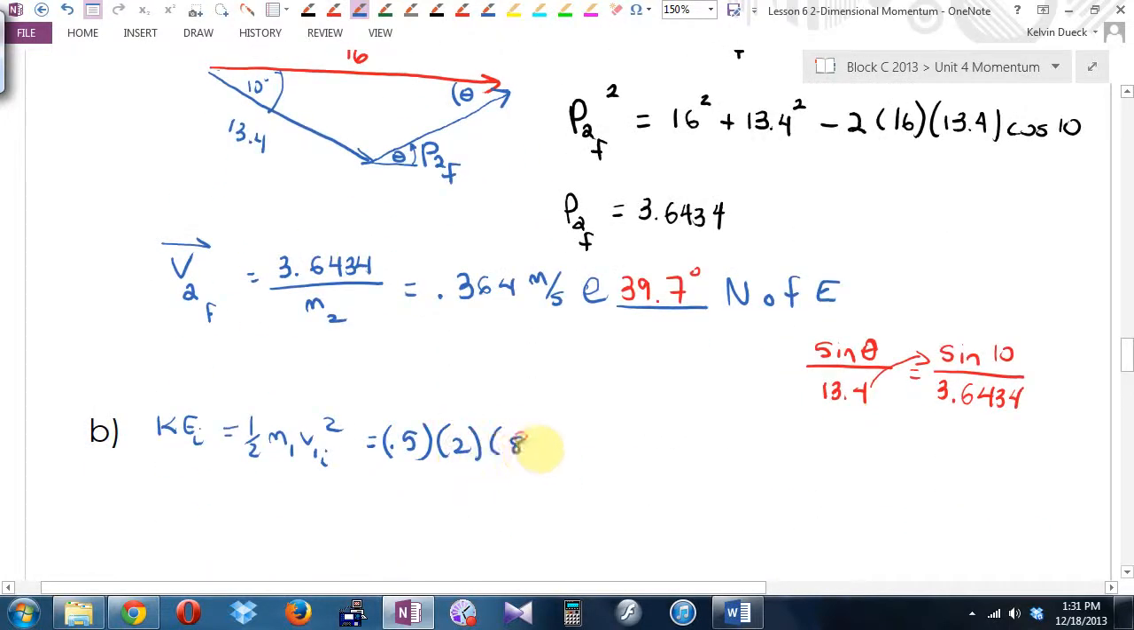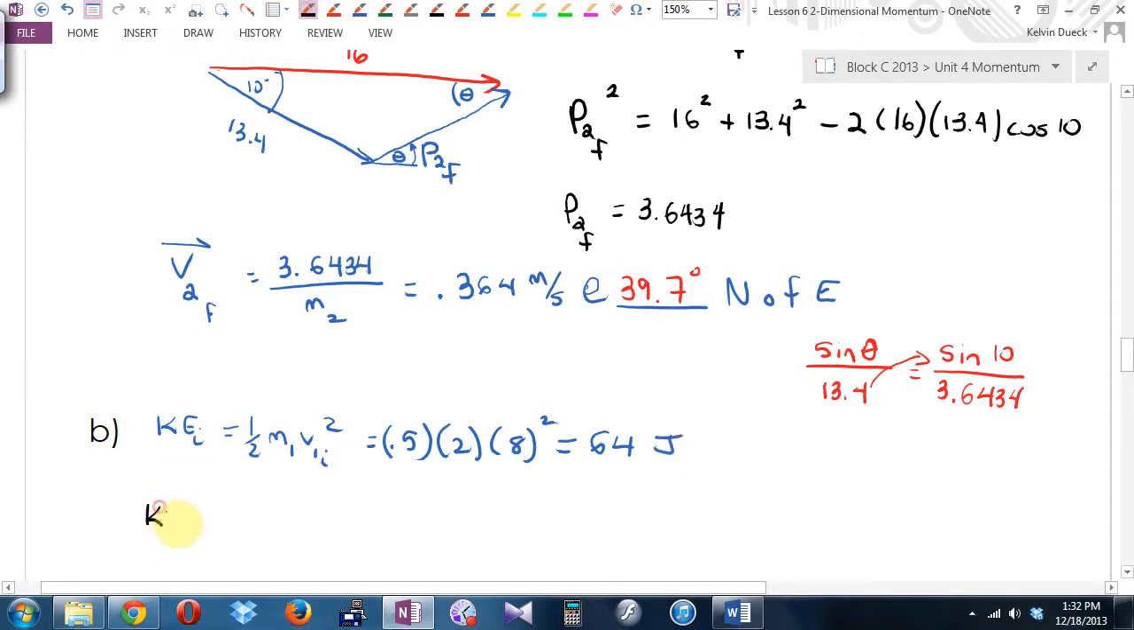And my initial was 8 squared. You know what, Michael? I don't even think I need a calculator for this one either, because the half and the 2 conveniently will cancel. It's just 8 squared, which is what, my friend? 64. Apparently, we had 64 joules of kinetic energy before the collision. Wham, they collide.